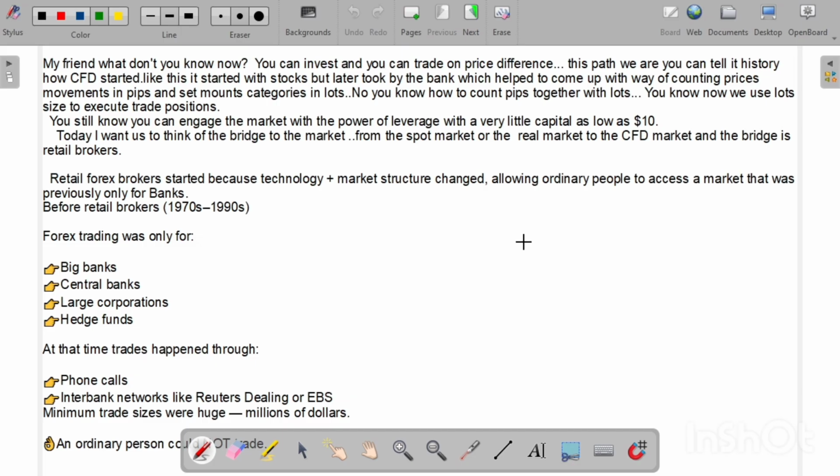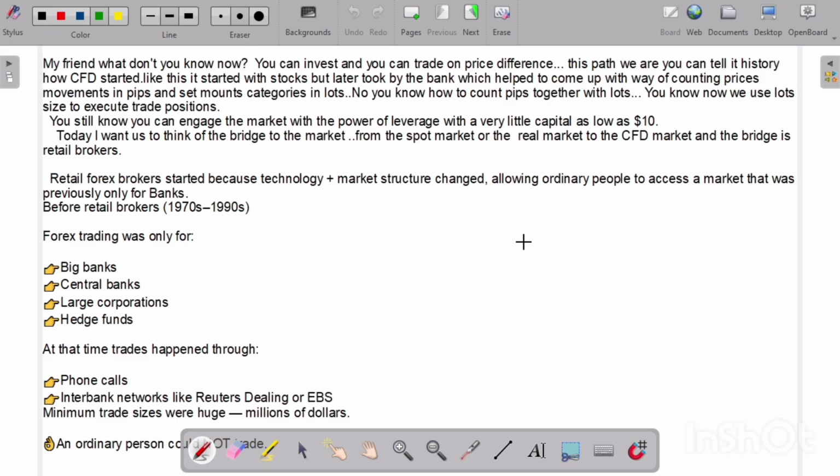Then after that, we have learned how to combine lots and pips, and we saw the magic it can do. But with all that, we remember that the amount of money that was needed in the market was still much, because the last category was the micro lot, and a micro lot of $100,000 was 1,000. And then we saw that a lot of people could be left outside because that was a lot of money.